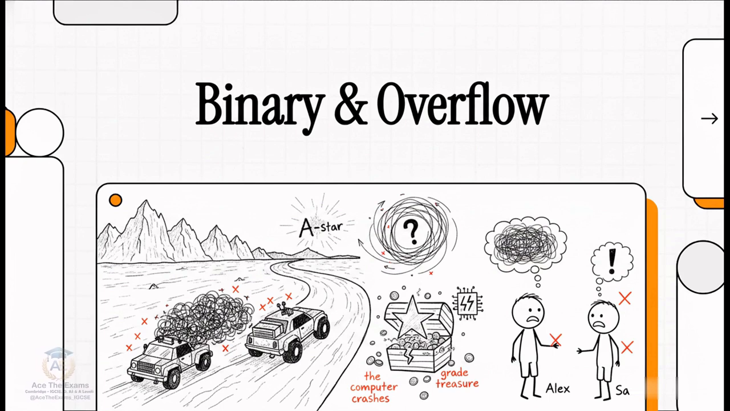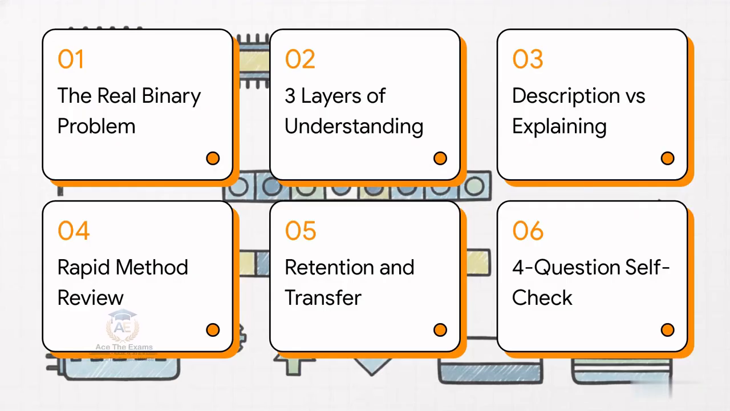The tragic thing is, both of these students studied hard. They knew what binary was, but both of them lost massive marks because they lacked a strategy. Well, today, we are going to change that for you. We've got a tight roadmap for this explainer. We'll be hitting the real binary problem, looking at 3 layers of understanding, breaking down description versus explanation, doing a rapid method review, securing your attention, and finishing with a powerful 4-question self-check.